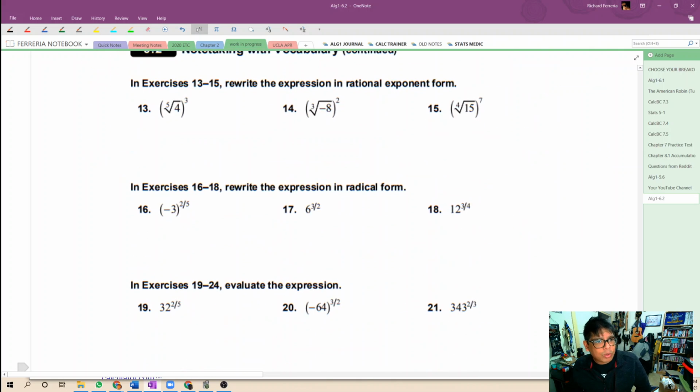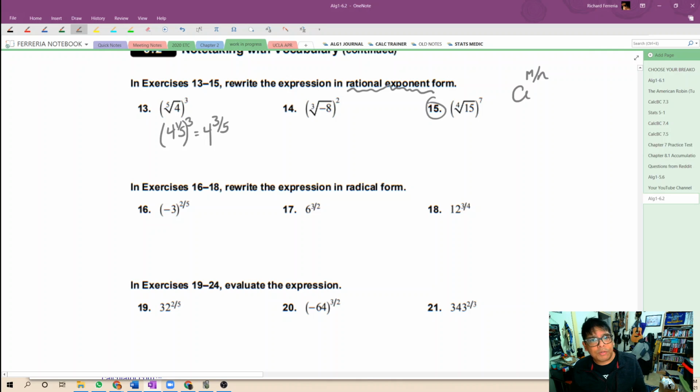For these ones, we're going to write this into a rational exponent. That means a to the m over n power. So this one right over here, we got 4 to the 5th root of 4. So this is the same thing as 4 to the 1/5 power cubed. And so that we can multiply the powers, and this is just 4 to the 3/5 power.